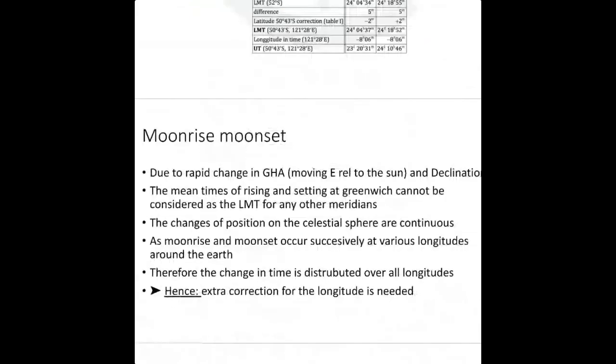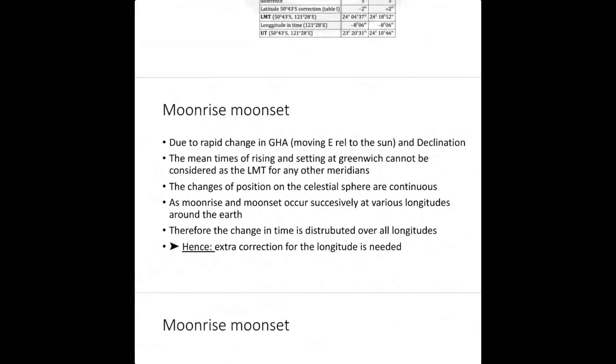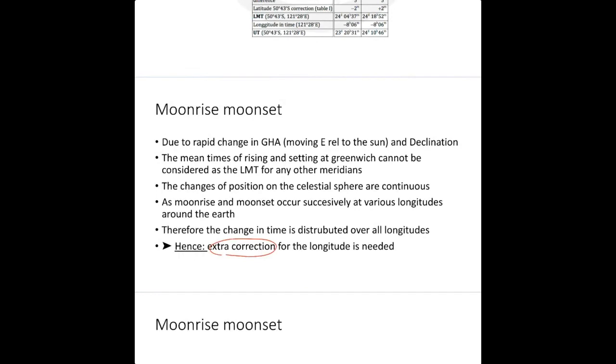Now, for calculating moonrise and moonset, because of the rapid change of GHA and declination, the mean times of rising and setting at Greenwich cannot be considered as the LMT for all the other meridians. The changes of position on the celestial sphere are continuous, and as moonrise and moonset occur successively at various longitudes around the Earth, the change in time is actually distributed over all longitudes. So therefore, we need to add corrections for the longitude.